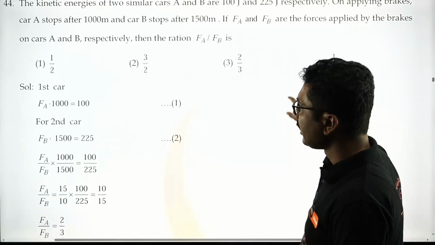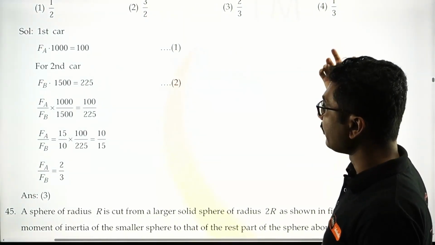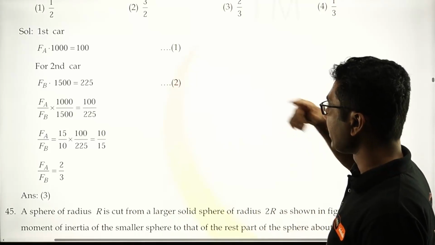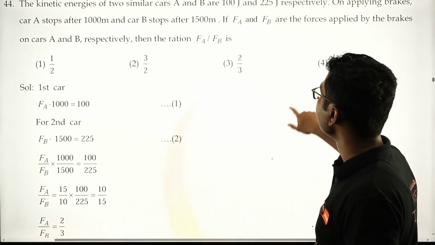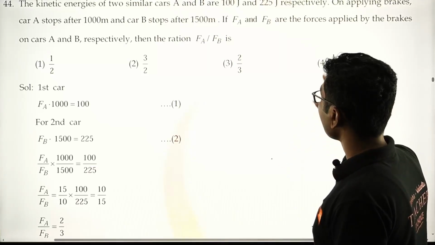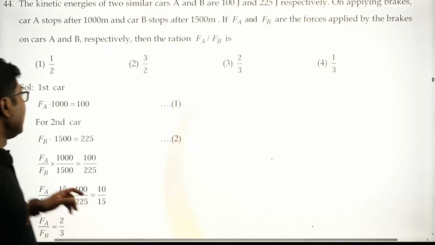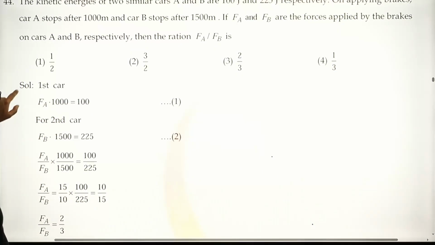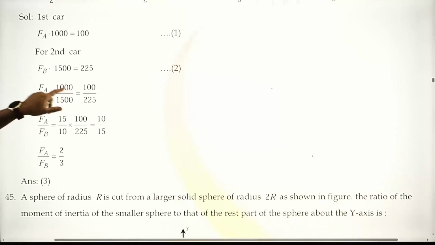Easy question, right? If force equals MA, from there you could calculate the force applied, or not, F is equal to MA. What you have to do is use the work done. Work done is basically energy. Here F into S is the energy of car A, and F into S for car B. From there you calculate the ratio of forces.